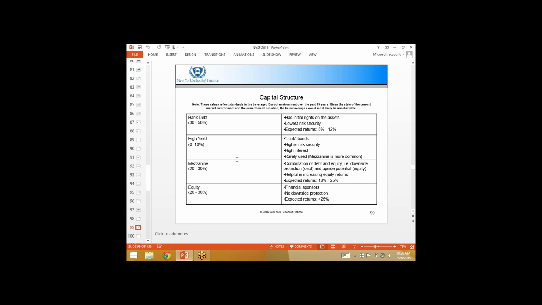Let's see. Bank debt has initial rates on the assets, lowest risk, expected returns 5 to 12%. That's the interest rate. The higher the interest rate, the higher the risk. Next, you go to the high yield markets. Junk bonds, basically non-existent now.